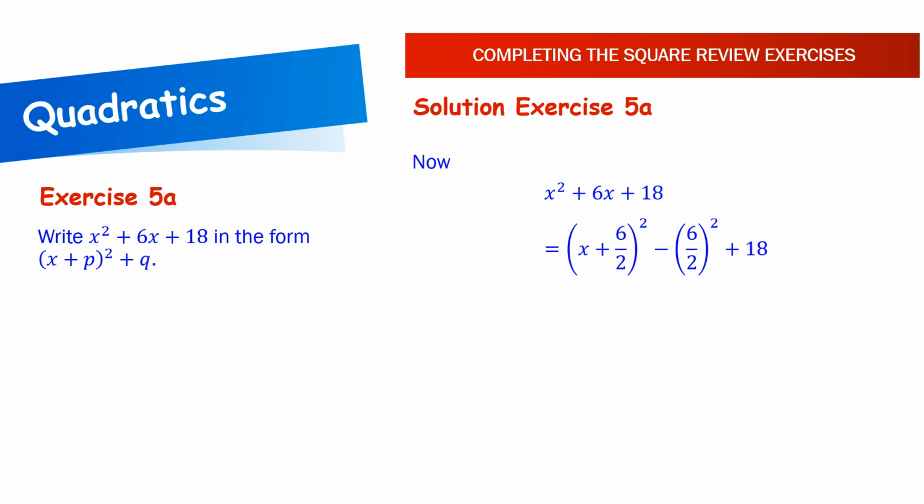Now if we apply the completing the square formula to x squared plus 6x plus 18, we obtain x plus 6 over 2 all squared minus 6 over 2 all squared plus 18, as shown. And then tidying up, to give x plus 3 all squared plus 9.